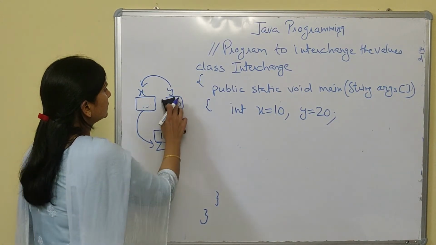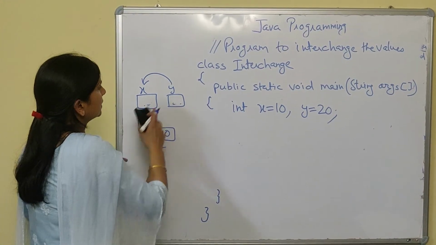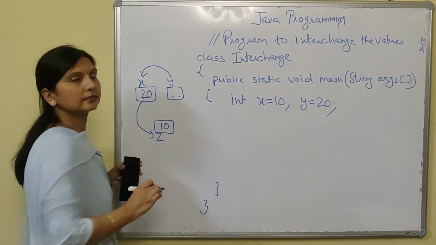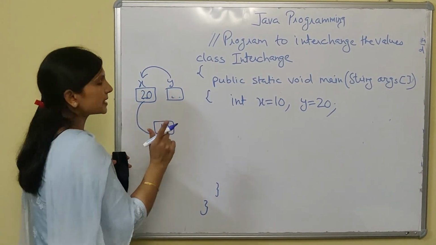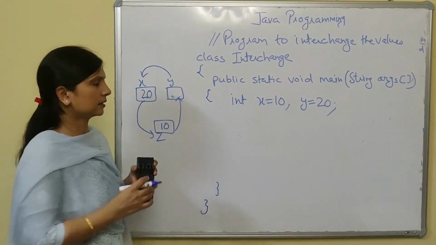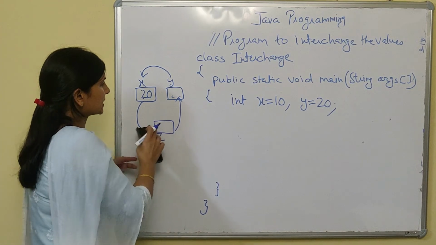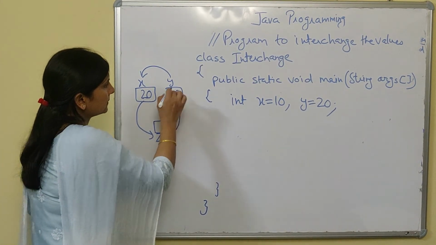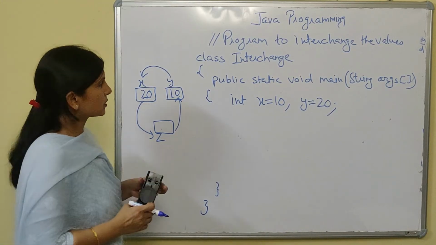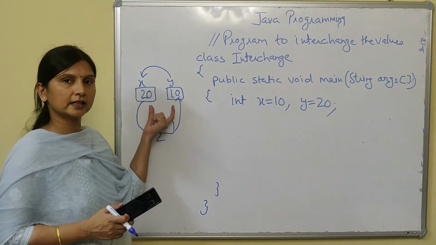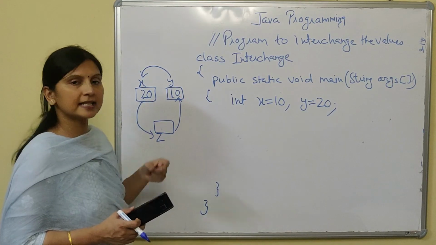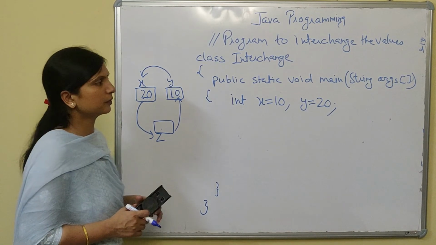Fine. Now what is the value of x now? 20. Fine. Third step is to assign the value of z into y. Now the value of z was 10. Now the value of y has become 10. Fine. So earlier x was 10 and y was 20. Now x is 20 and y is 10. This is the procedure we will follow.